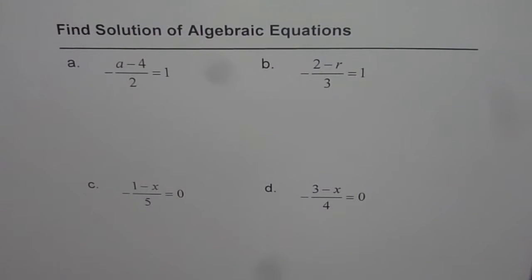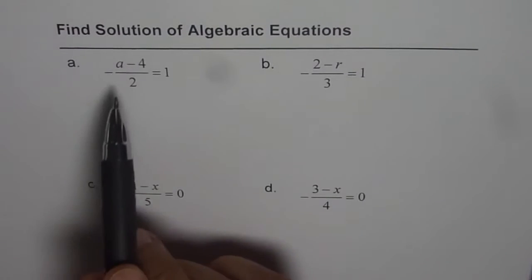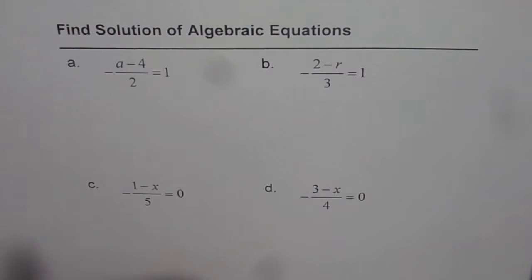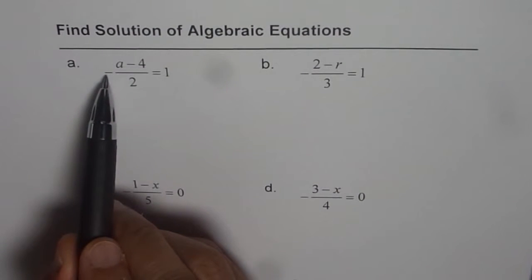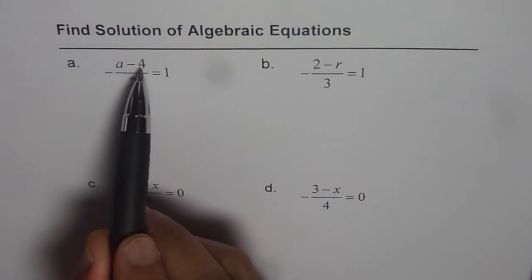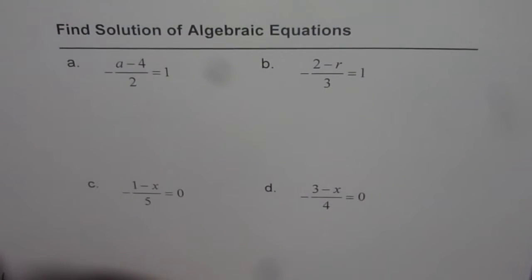One more difference you will see is that in parts C and D we have 0 on the right side of equality, right? That actually simplifies our problem, and we will see how. Let's start with part A, which is minus of a minus 4 divided by 2 equals 1. My suggestion is that in such cases, think that this minus is with 2. So see the problem as a minus 4 divided by minus 2. That will help you to solve the question.